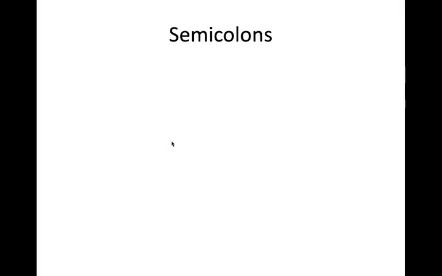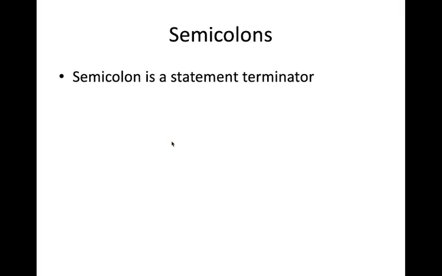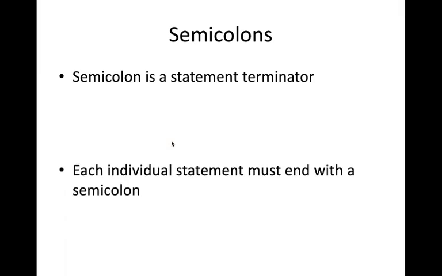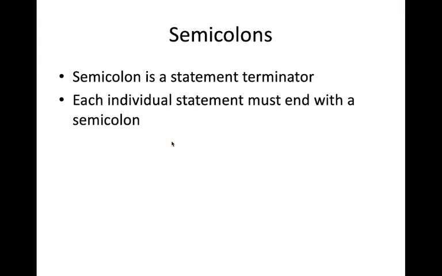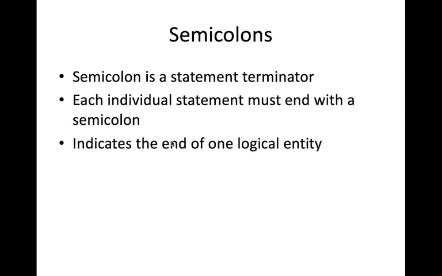Then why do we require the semicolon? The semicolon is a statement terminator in C. Every statement should end with a semicolon. Each individual statement must end with a semicolon. It indicates the end of one logical entity. When the designers created this programming language, they included a semicolon at every statement. Those who have studied Python can see that there is no semicolon to end a statement there. But in the C language, the semicolon is used to indicate the end of one logical entity.